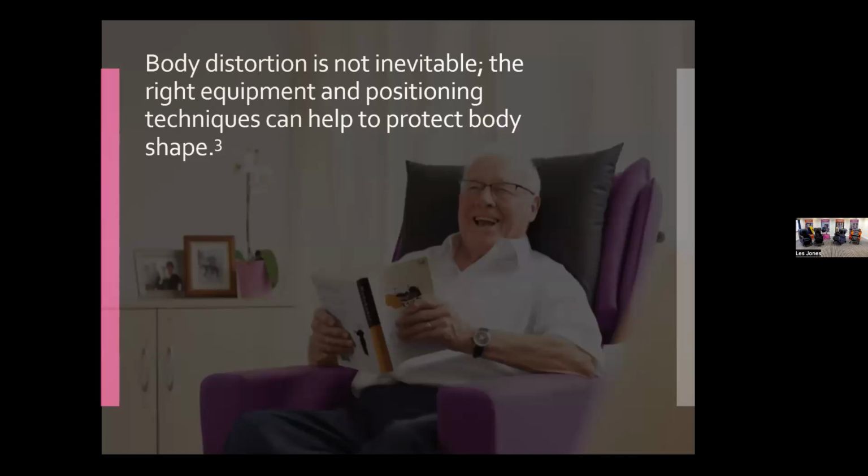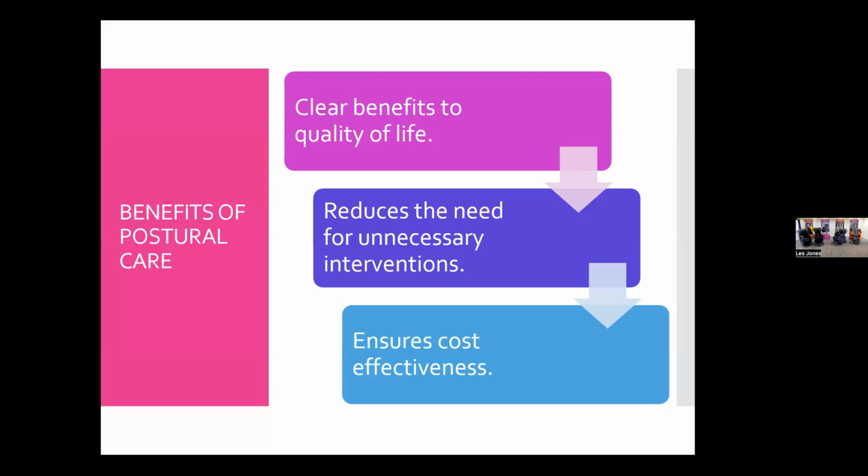Now, we talk about proactive postural care, and what we mean by this is, even though there's a myth going around, body distortion is not inevitable. If we have the right equipment provided at the right time, that proactive care and positioning techniques can help to protect body shape. That's why we need to be proactive. We need to identify risk before we see those really complex postures and reduce the risk of those happening. There are going to be clear benefits to health, well-being, and quality of life.